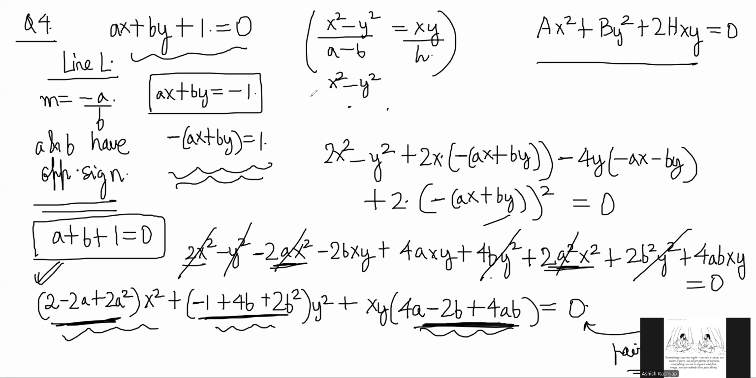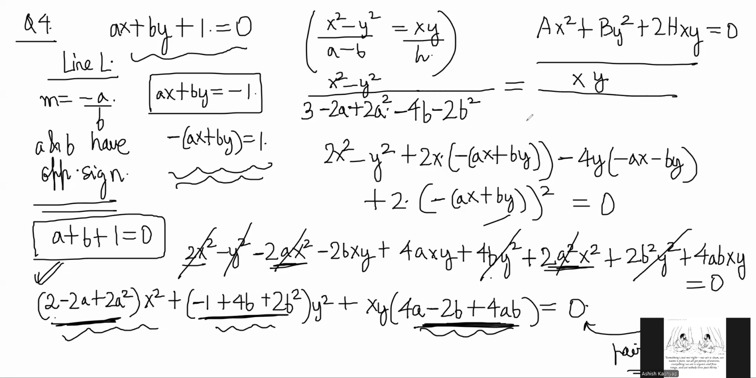I hope you are understanding what I'm saying. You should get the bisector denominator as a minus b, this minus this. So subtract it, you will get (3 minus 2a plus 2a squared minus 4b minus 2b squared) in the denominator, equal to xy by h. h is half of this, so (2a minus b plus 2ab). Correct? This should come, right?